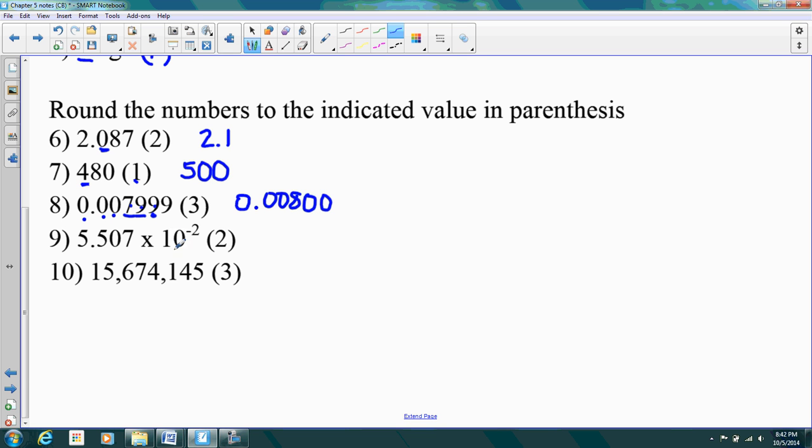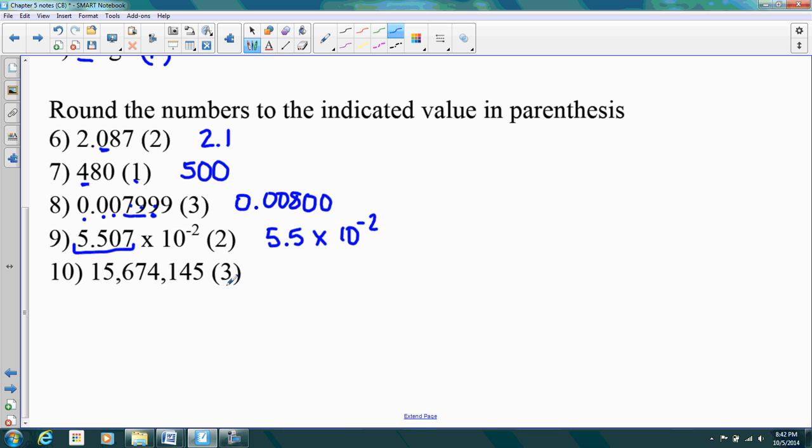Okay, the next one, right now the way that it's written, because it's in scientific notation, all of these numbers are significant. I have 4. It wants us to round it to 2. So to do that, it's just going to be 5.5, because that 0 after is not going to change this 5, times 10 to the negative 2.